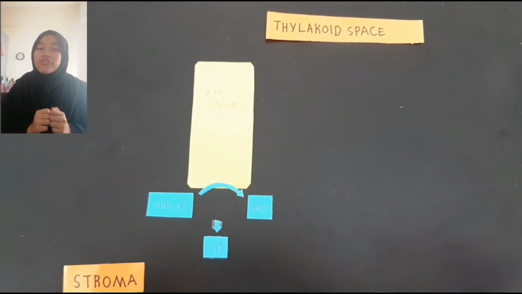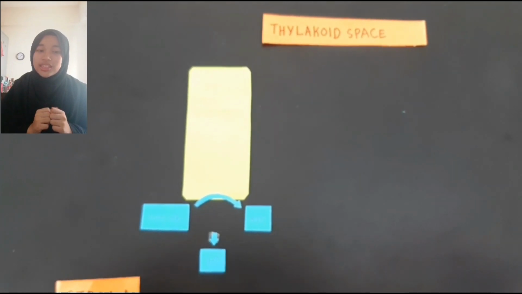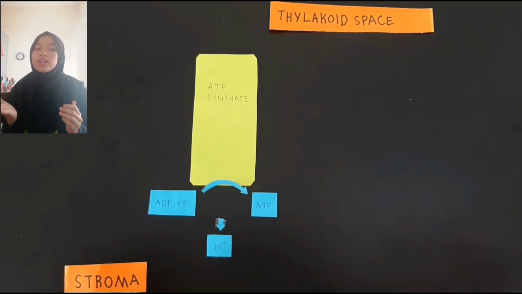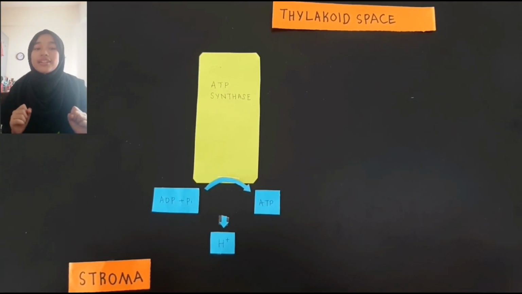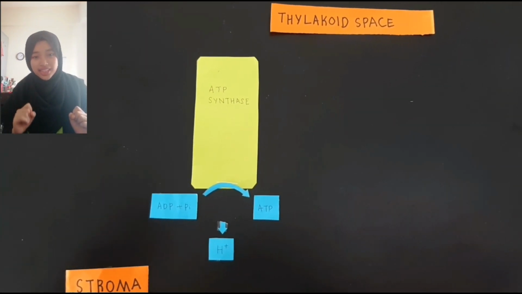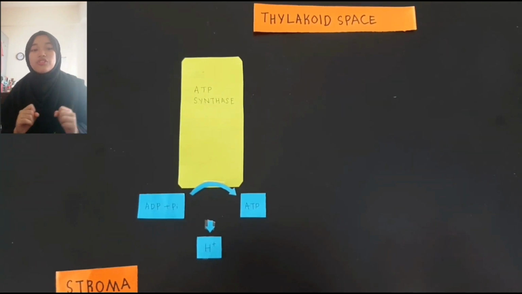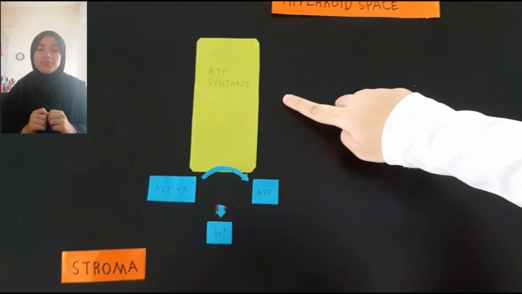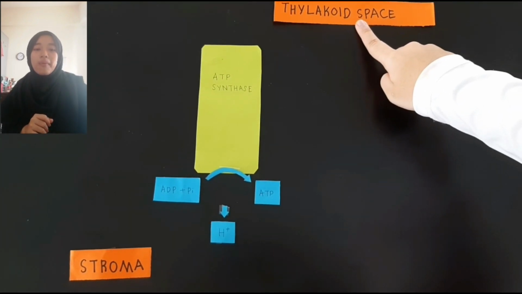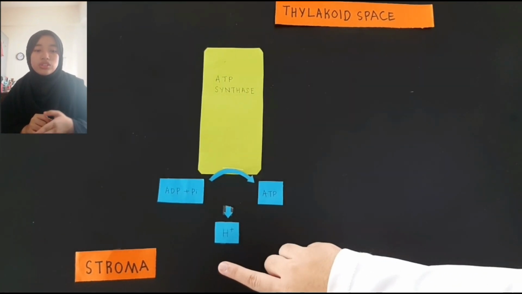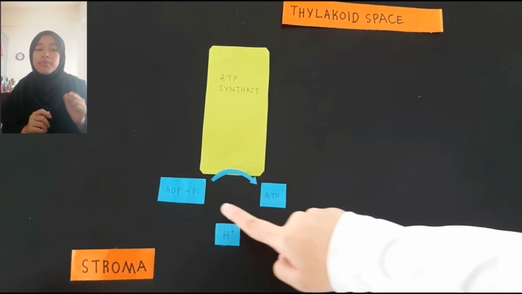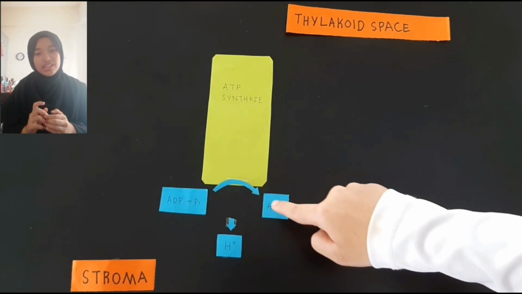During the passage of electrons from plastoquinone to the cytochrome complex, H+ is pumped from the stroma to the thylakoid space. This creates a proton gradient across the thylakoid membrane. Diffusion of H+ across the membrane via ATP synthase, from the thylakoid space back to the stroma, through ATP synthesis. The energy released is used to make ATP from ADP and inorganic phosphate.